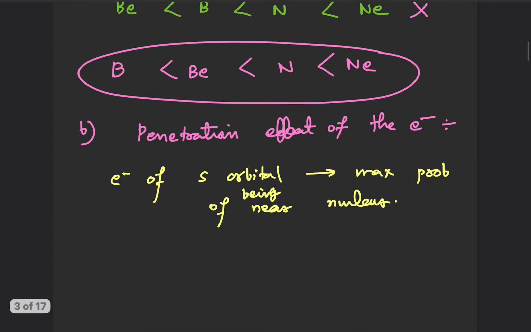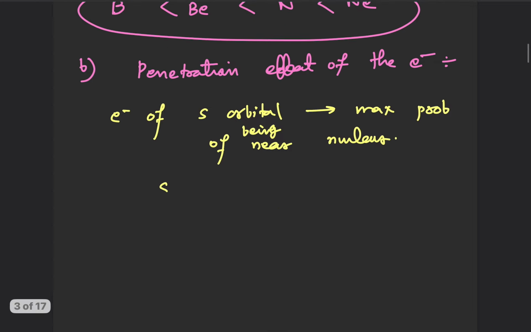So this is what is known as the penetrating effect. So we can say that s electrons of any shell are more penetrating towards the nucleus than p, that is, they are more available near the nucleus. So we can say that penetration effect decreases in the order of s, p, d, and f, right? Because an electron in the s orbital has more probability of being found near the nucleus, that's why it has more penetrating effect, right?